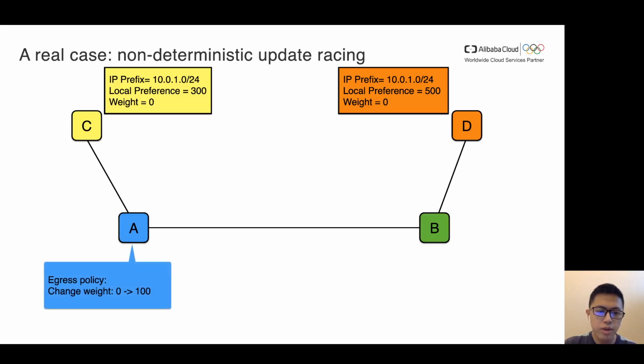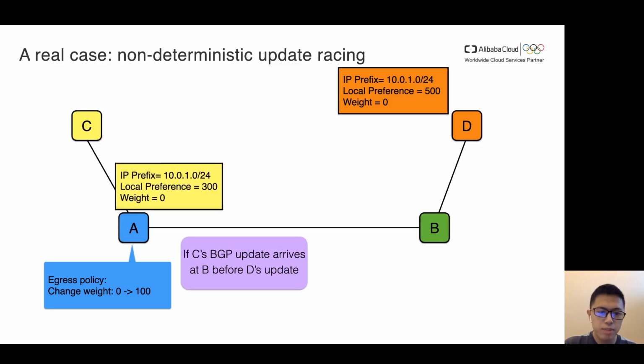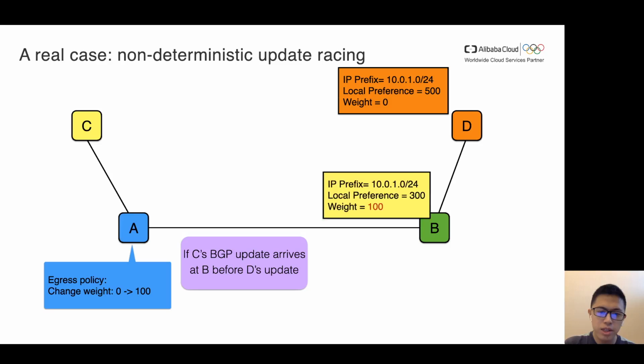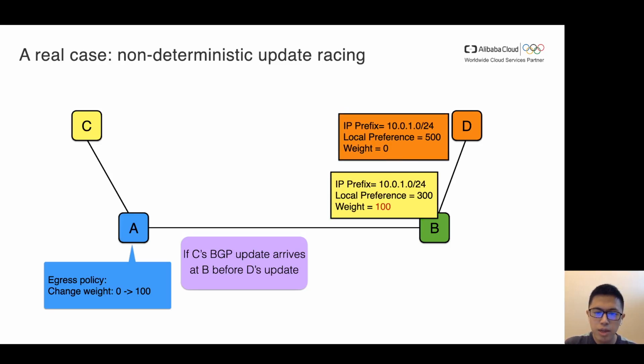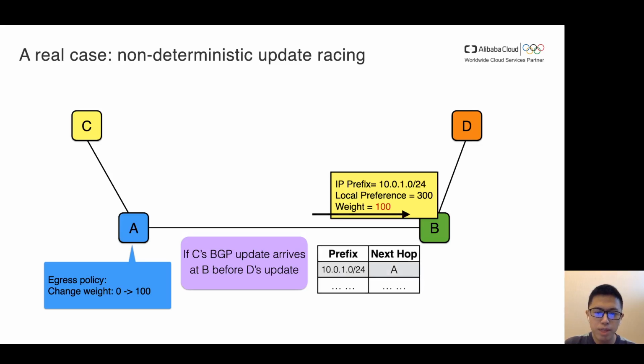Router A has a local egress policy that can change the weight of BGP updates from 0 to 100. This case is tricky. If C's BGP update arrives at B before D's BGP update, then the weight of C's BGP update is changed to 100. Thus, D's BGP update is dropped, because its weight 0 is lower than 100. So the next hop of this prefix in B's routing table would be A.